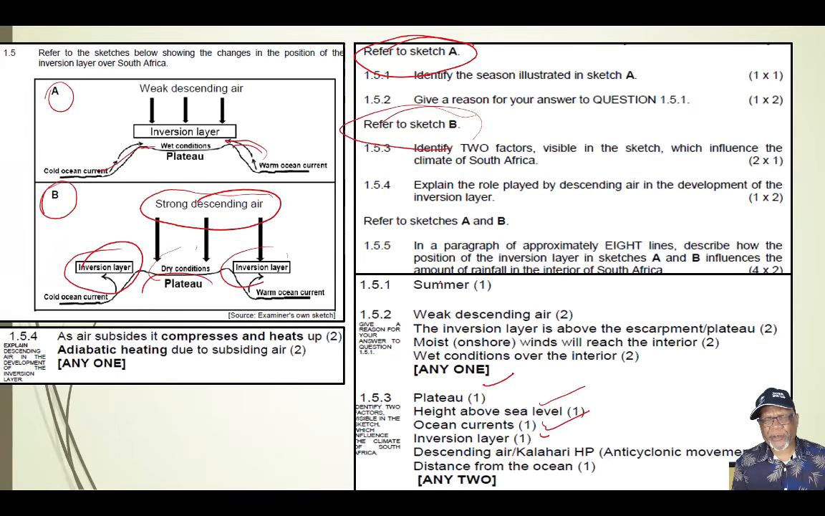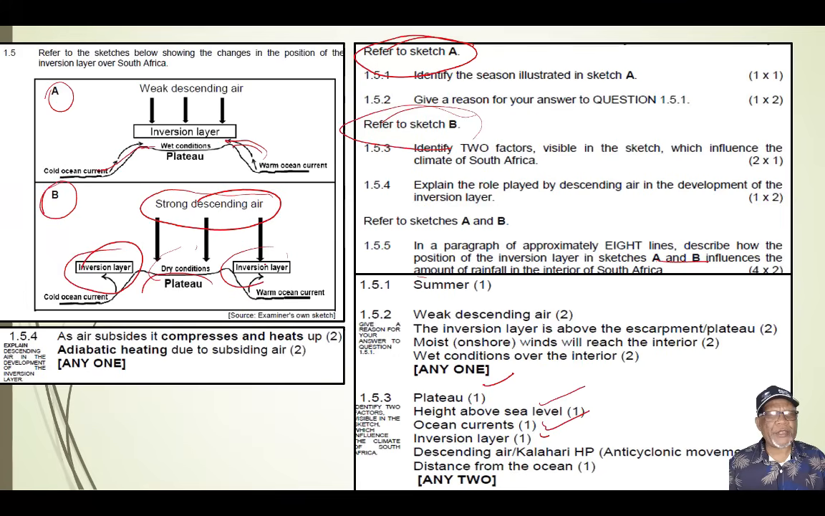Now let's look at 1.5.5. In a paragraph of approximately 8 lines, these are the questions that nobody should ever leave. We should never leave these questions. They say, describe how the position of the inversion layer in sketch A and B influences the amount of rainfall. So just by looking at this, sketch A is above the escarpment. So there's going to be more moisture coming into the interior, more condensation, and more rainfall.